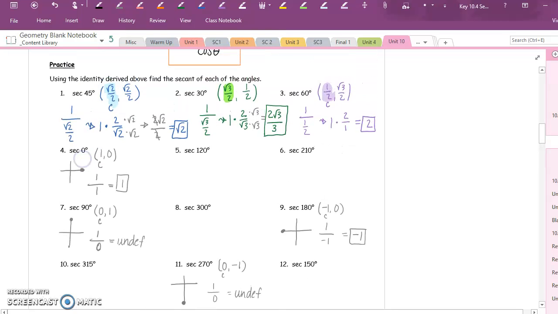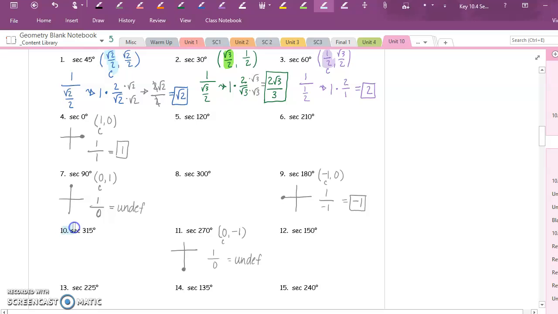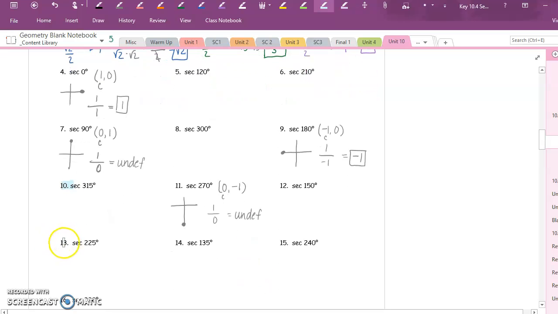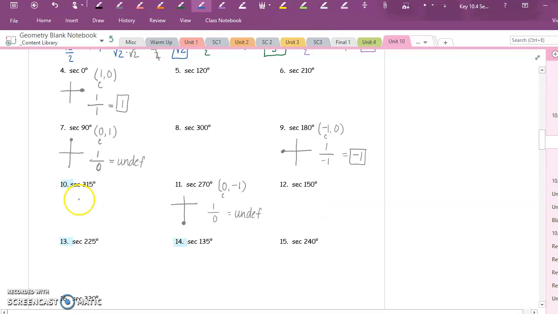You can go through all of these and do it based off of the reference angle. So secant of 45 degrees, I know that it's always going to be root 2. So it's anything that ends in a 5. Number 10 ends in a 5, number 13 ends in a 5, and number 14 also ends in a 5. So all of these are going to be root 2. However, depending on the quadrant, it changes.